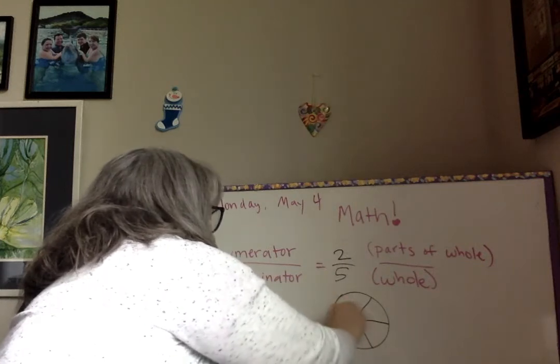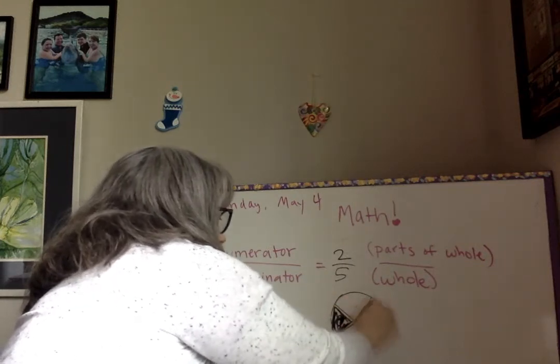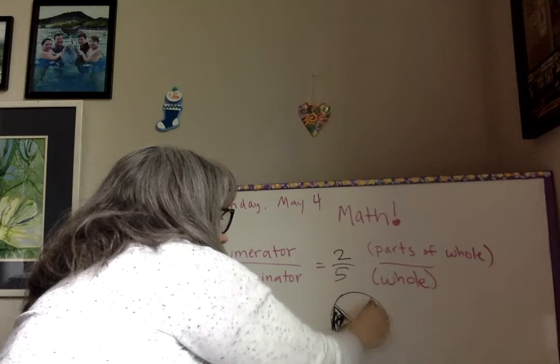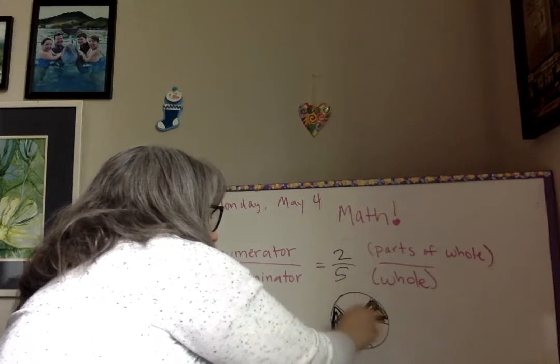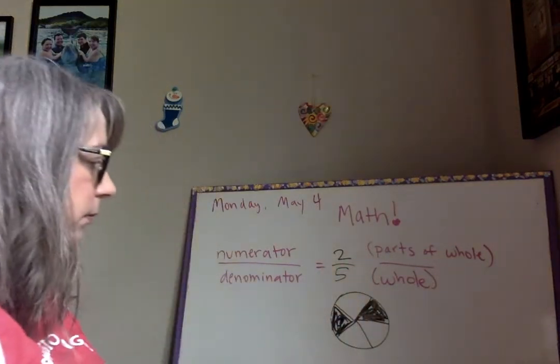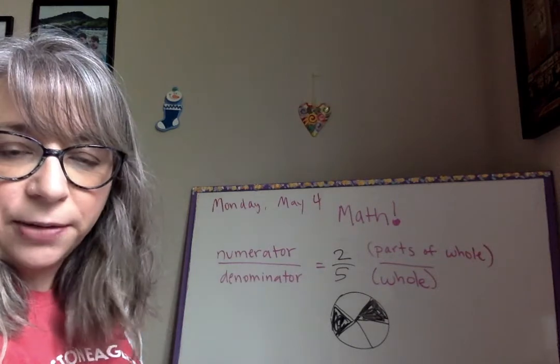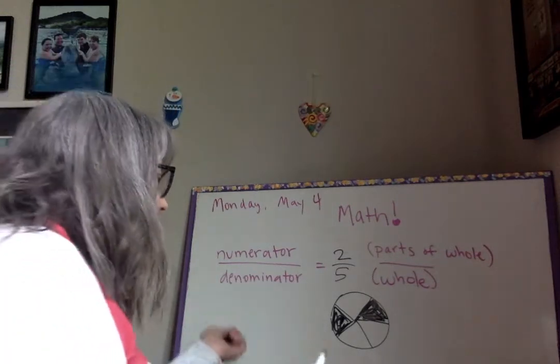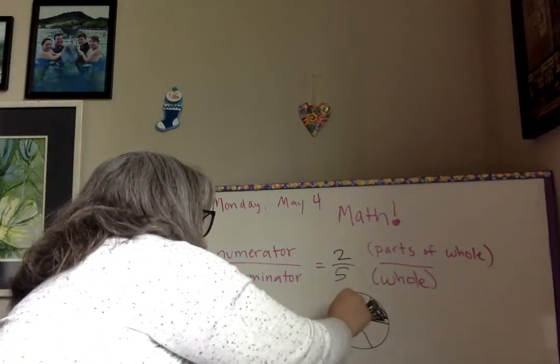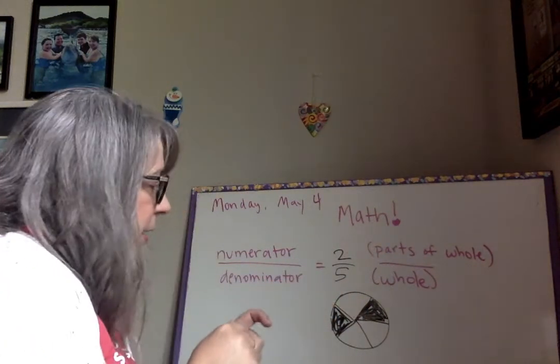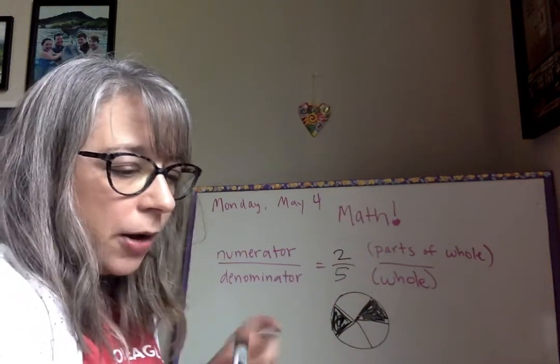So here is our drawing. Here is our 2 fifths. Now, there you go. So there's our 2 fifths. Now, if we want to, we're going to save that for another time.